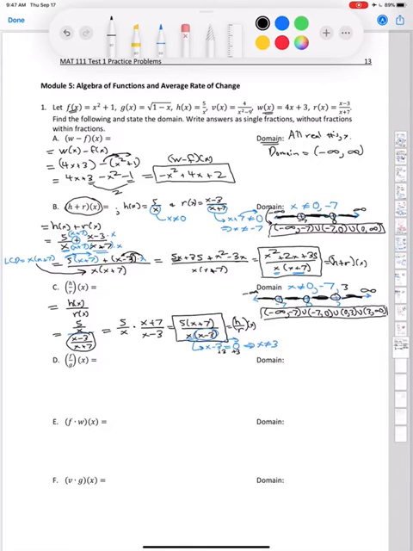Let's move on to part D. Let's find another one. F divided by g of x. Now working with f and working with g. So let's keep in mind what these two functions are. X squared plus 1, which has no domain restrictions. And g of x. Now this is one we have to be careful with.